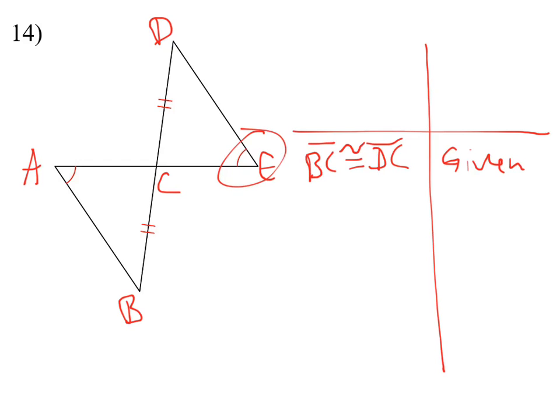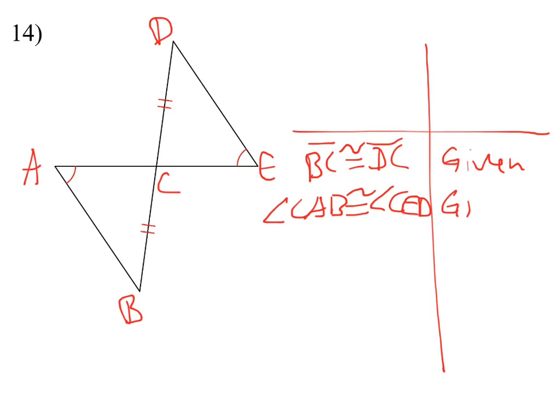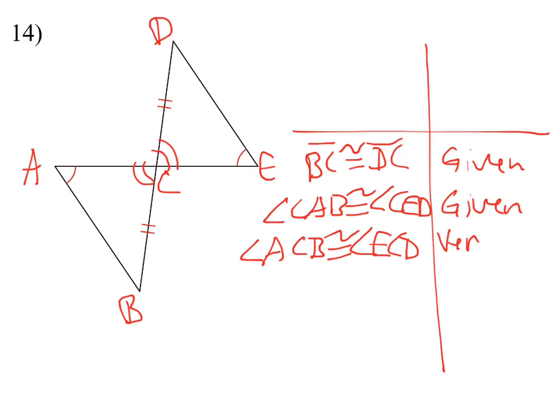And then I know these two angles are congruent, so angle CAB is congruent to CED, and that's a given. It's on the picture already. We can add congruence markings for these inside angles. So I know that angle ACB is congruent to ECD, and that's because those are vertical angles.